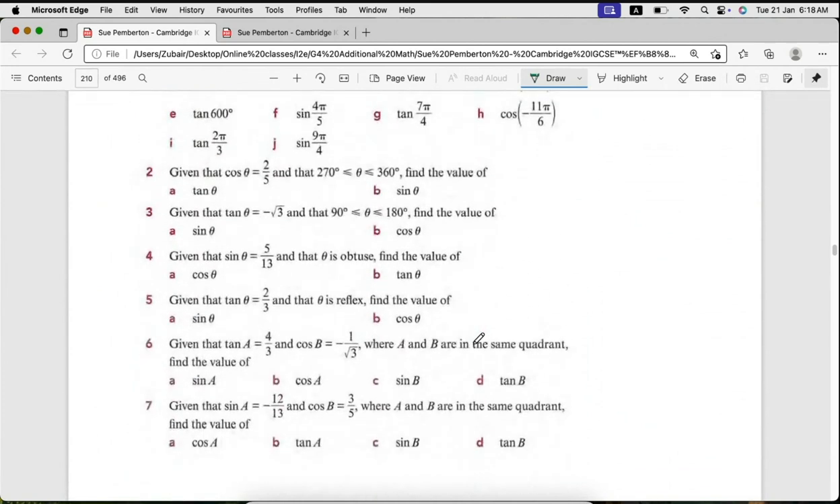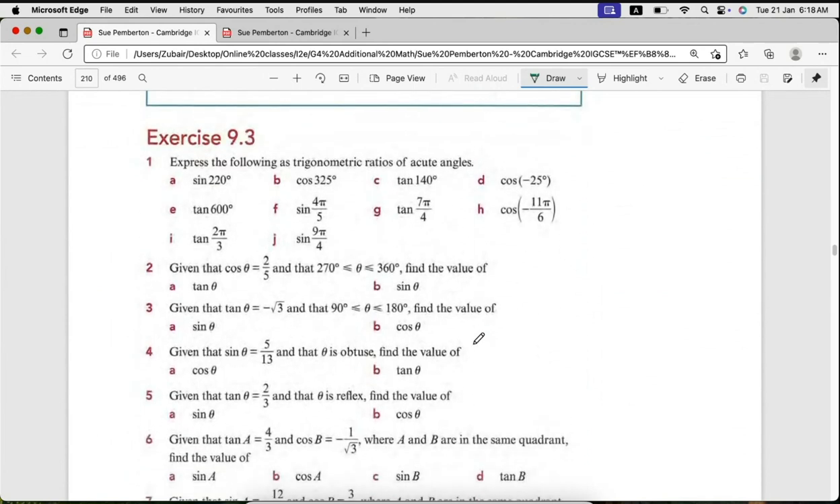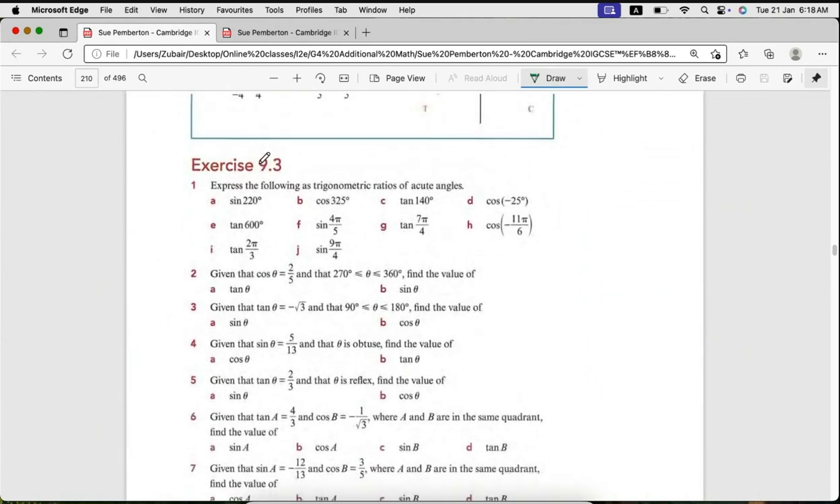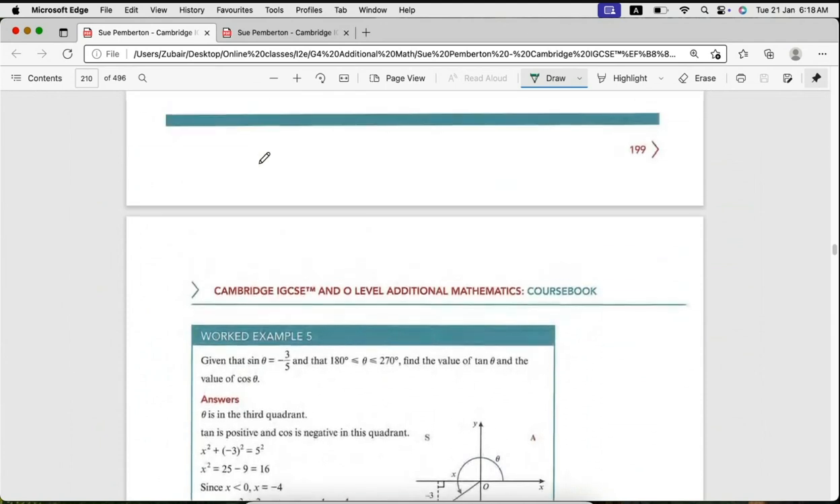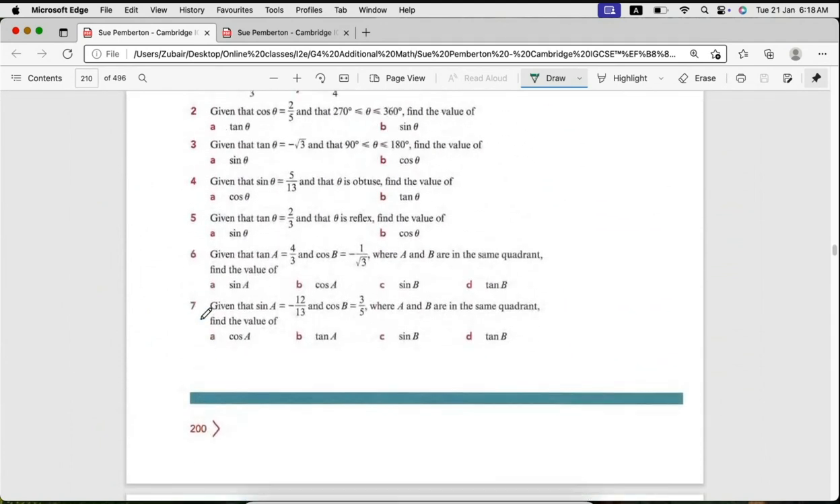So this exercise would just use the same concept. Try a few questions in your free time. Okay. Wait, which page is this? Yeah, this is 200. 200. Okay.